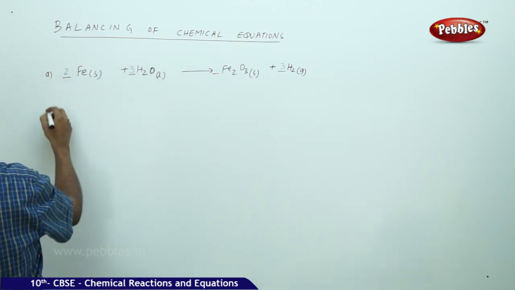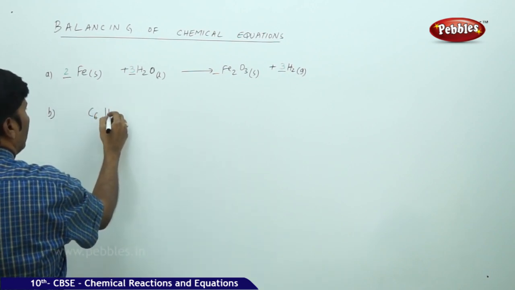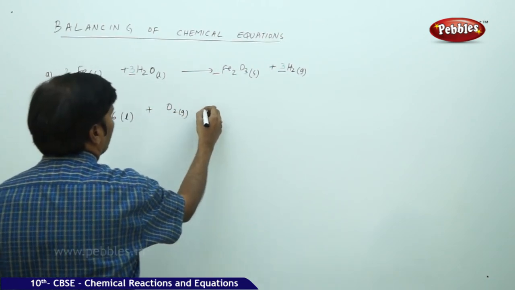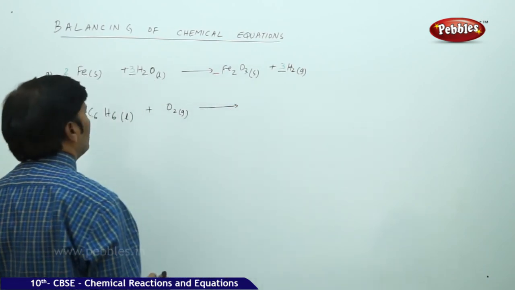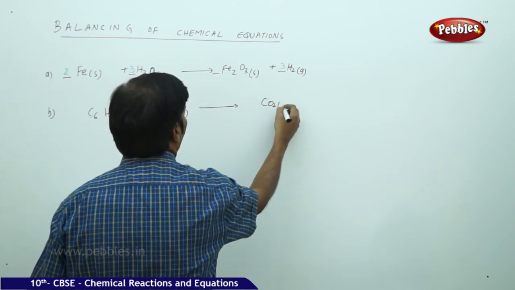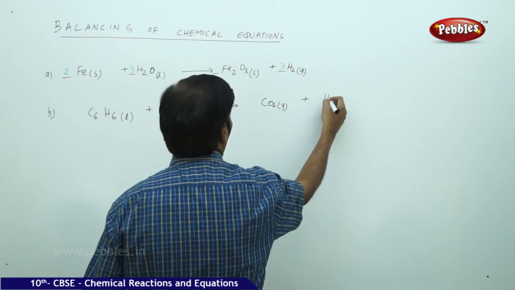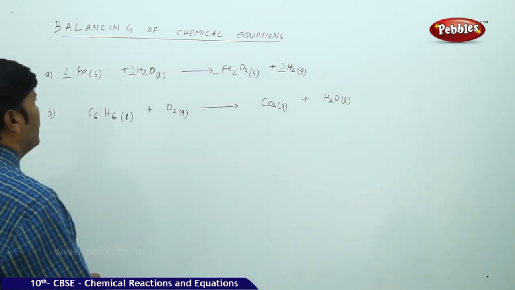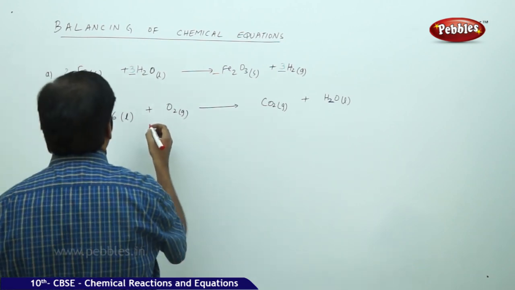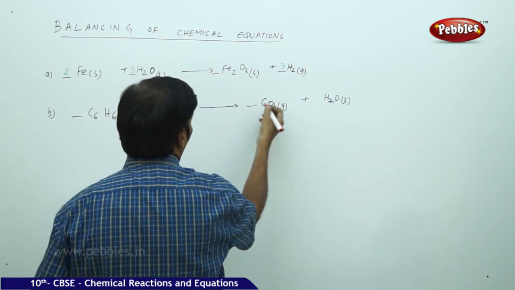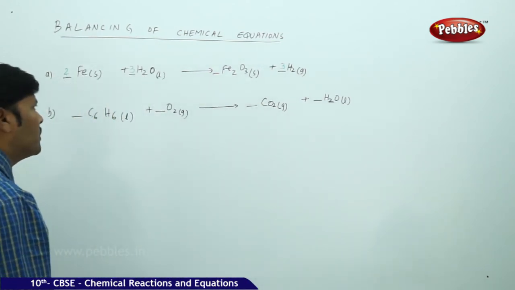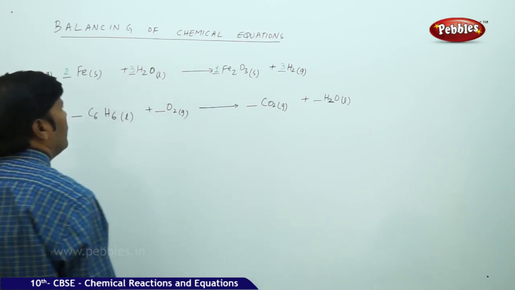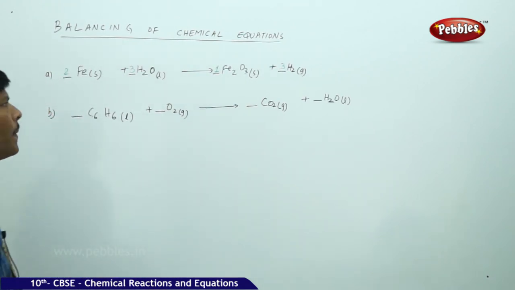Take one more example, the second one. Suppose I am taking C6H6 benzene, that is liquid, plus oxygen gas gives rise to carbon dioxide gas plus water liquid. Just as we have done in the earlier case, I'm marking here one unknown molar coefficient in the above reaction. For irons, they are already balanced, so you place one here, and that's already balanced.